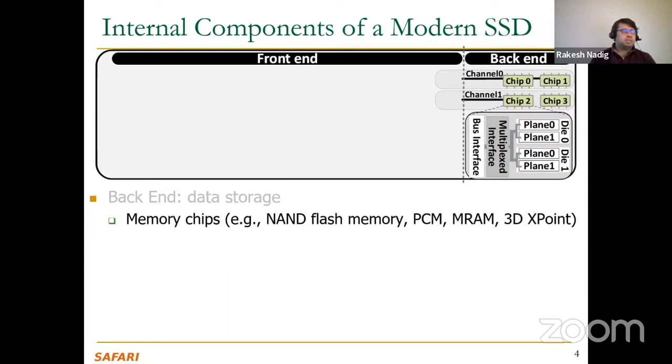These memory chips are connected through a shared channel. There can be multiple shared channels within the SSD, and a number of flash chips are connected to each shared channel. If you look at the architecture of a flash chip, you have multiple dies in a flash chip. These dies are independent packages which can execute commands, and these are connected through a bus interface. Each die contains two or more planes, and each plane will have blocks and pages within the blocks. So these are the components of the back end of the SSD.